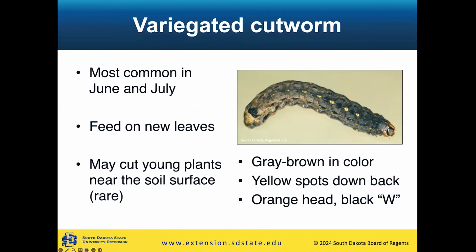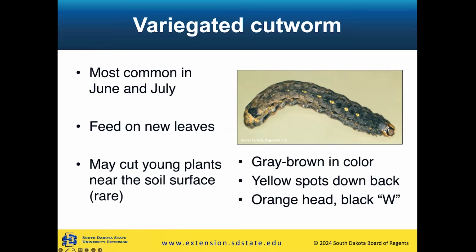So a couple other cutworms is the variegated cutworm. This one is more common later in the season. So with those army cutworms, you have that single generation that comes through, and then they leave. Those same moths will then come back and lay eggs. With these guys and the other one too, they'll have multiple generations here within a year. But very similar. They'll feed on the new leaves and can cut the plants there at the surface.